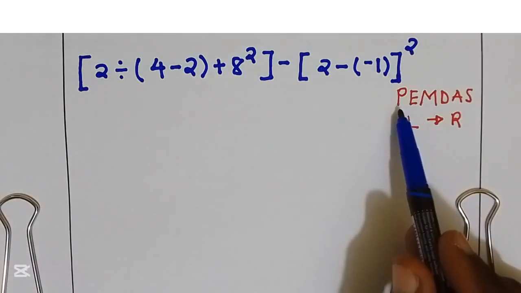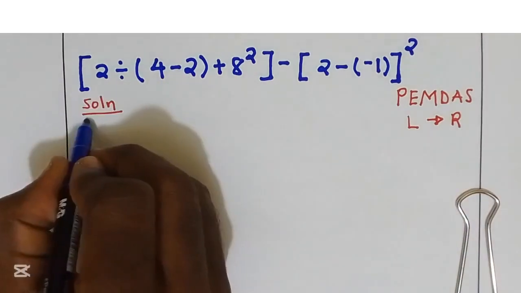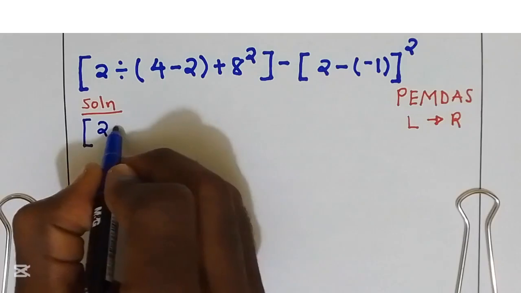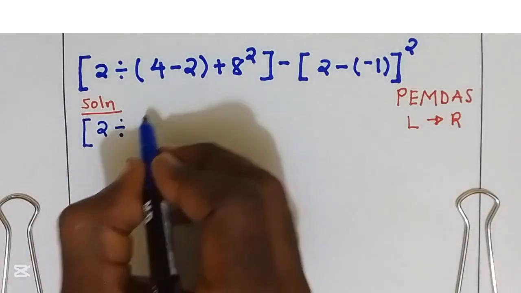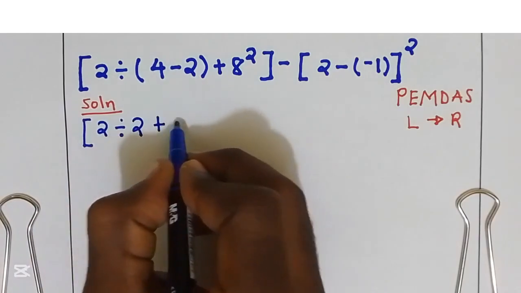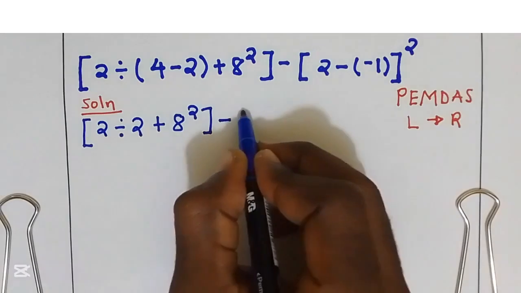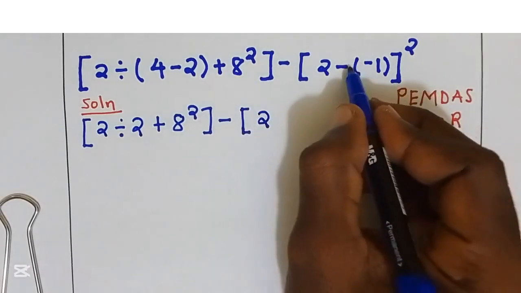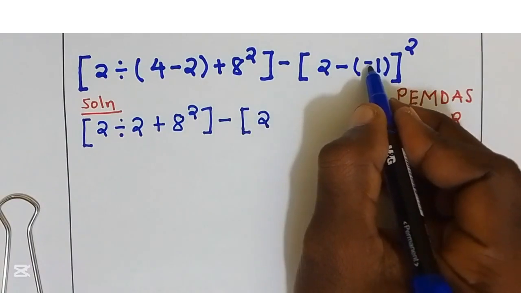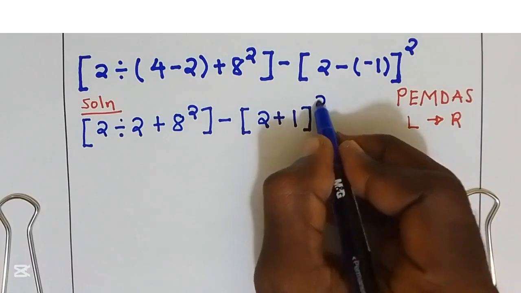According to PEMDAS, I'm going to start with the parentheses, where I'm going to work with 4 minus 2. In the bracket, 2 divided by 4 minus 2, I'm going to get 2, plus 8 squared, in the bracket, take away, in the bracket, 2 minus negative 1. Negative multiplied by negative, I'm going to get positive, so that is going to be add 1, in the bracket squared.